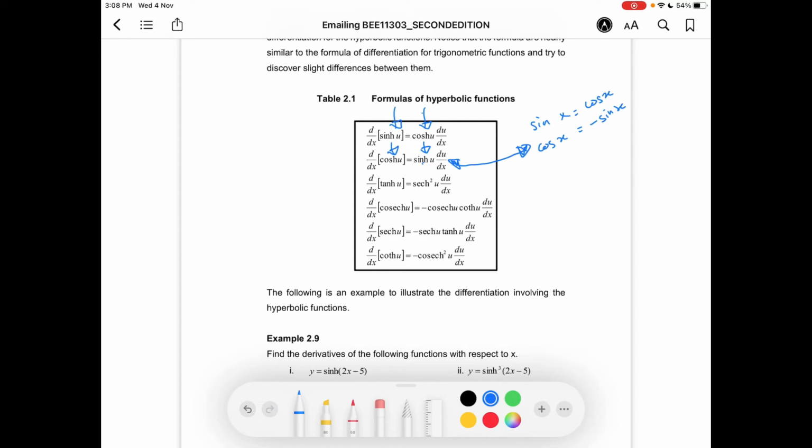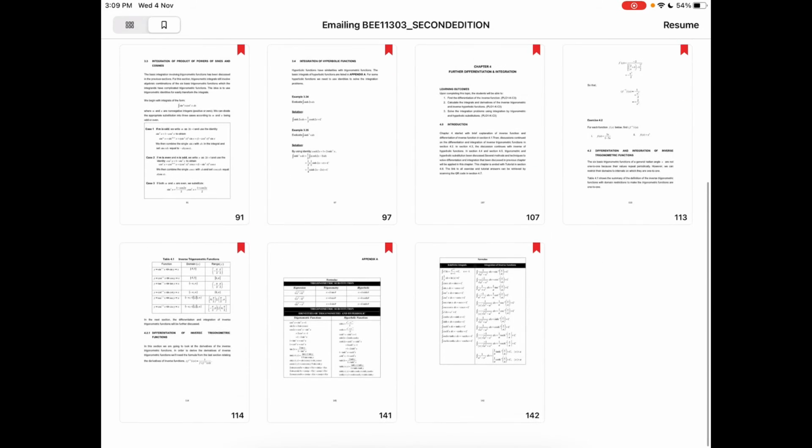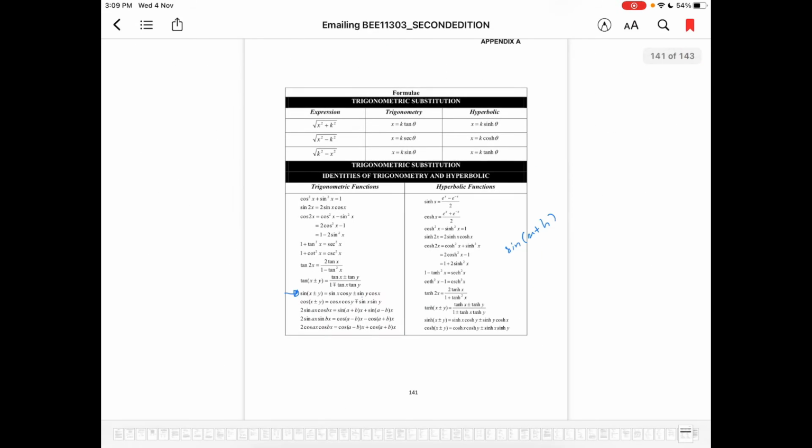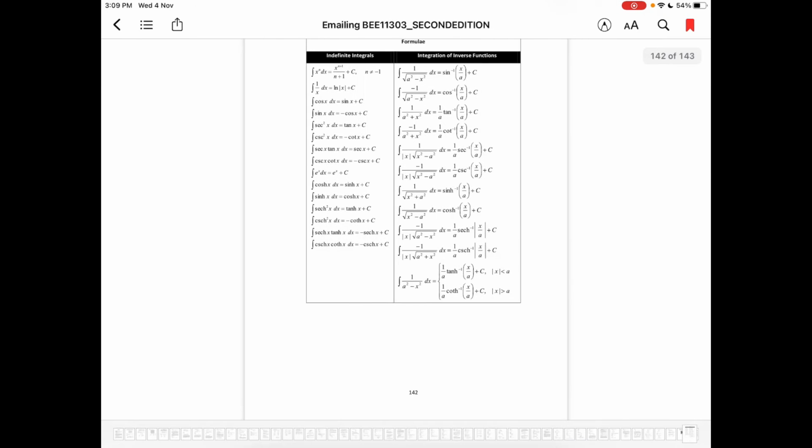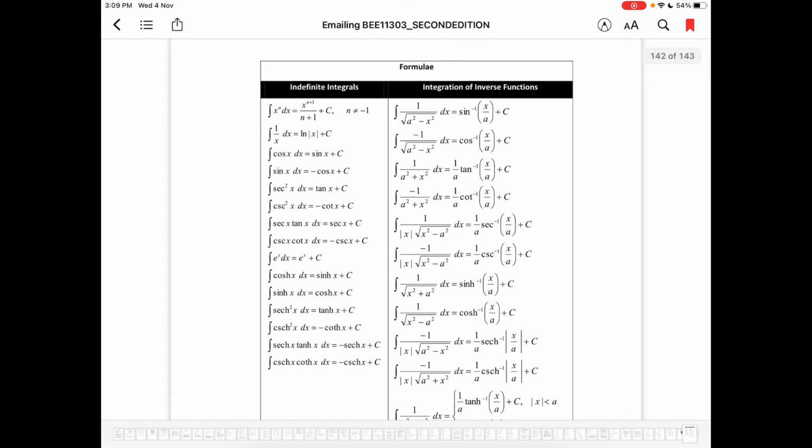You don't have to memorize this, because during the test or final exam, we're going to give you this appendix. It's a formula appendix. So this is the trigonometric substitution, the identities for trigonometry and hyperbolic functions. Although this formula gives you the indefinite integrals, you can read it like this.